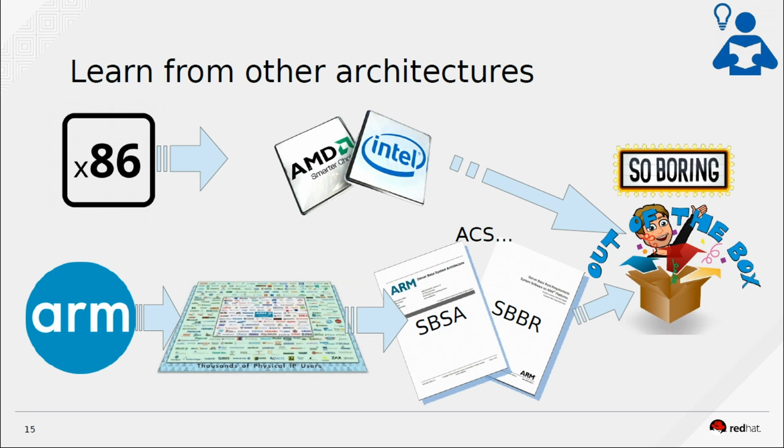Spawning is exciting for us. We can learn from other architectures like x86 and ARM. For x86, we only have two vendors producing a chip, so it's not a problem for them. They can easily reach agreement.